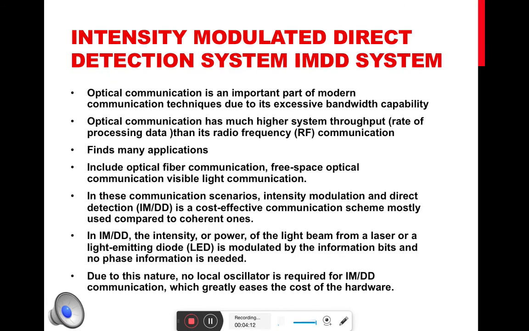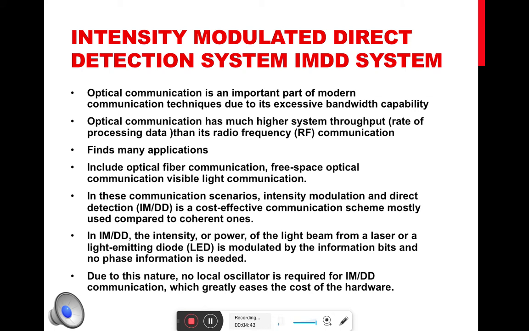So the next topic for discussion is the intensity modulated direct detection system, or IMDD system. So intensity modulated and direct detection. These are two processes that are happening at two sides of the optical communication system. As I've already told you, when you have a signal that has to be transmitted from the transmitter to a receiver, the signal has to be modulated. You know why the signal has to be modulated?